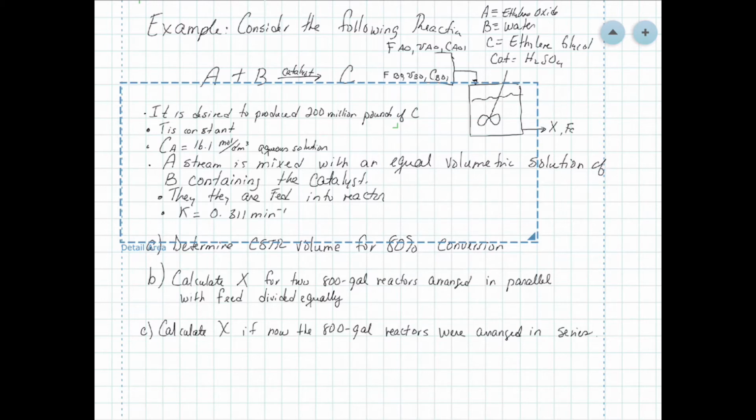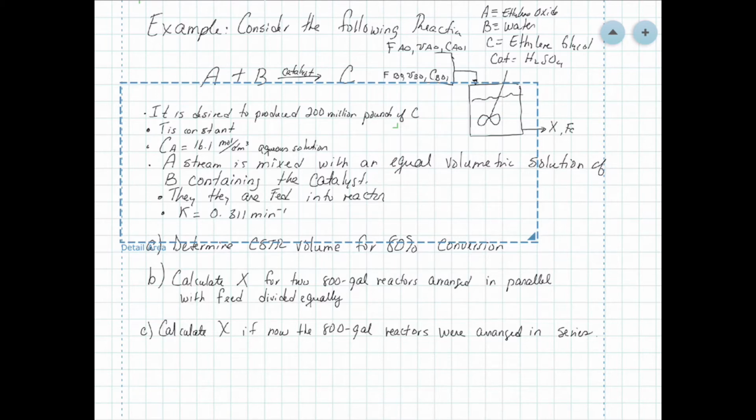The stream is mixed with an equal volumetric solution of B containing the catalyst. This is going to be important later to do some of the assumptions and calculations. They are fed into the reactor and then mixed at some point. And the specific rate equals 0.311. If you notice, this specific rate equals the same one that we did with the batch reactor.